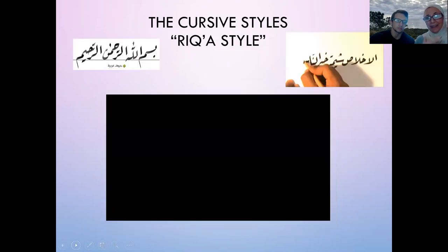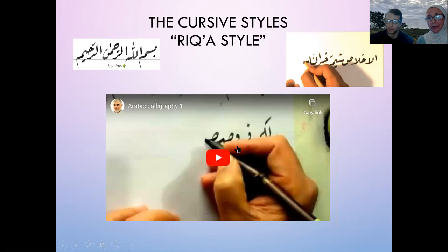Okay, so the next slide, this style is called the Riqa style. So this is a simpler style of everyday writing. It is very economical and easy to write. It replaces the above mentioned style and is popular for writing both Turkish and Arabic.